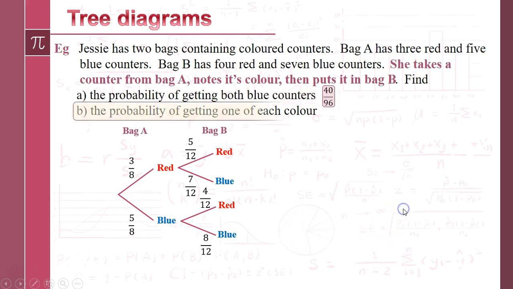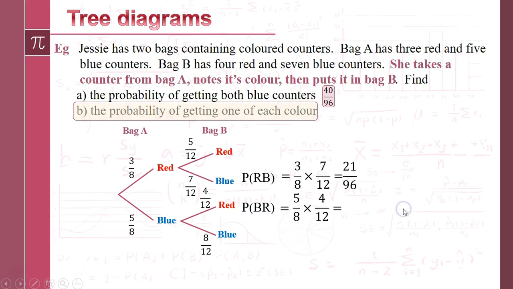And then if you want one of each, what we've got now is red, blue there, blue, red there. There's our probability calculations: do the multiplying, add the two bits together, and so there we go, there's our overall probabilities.